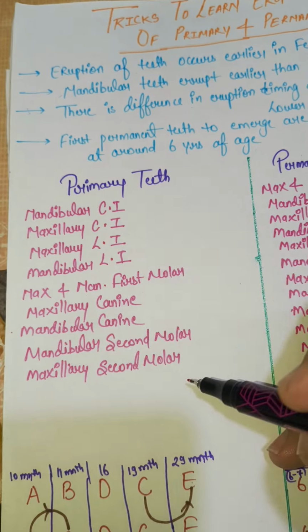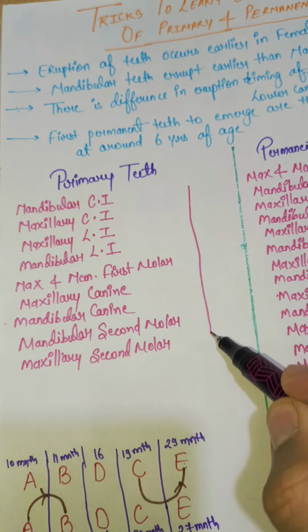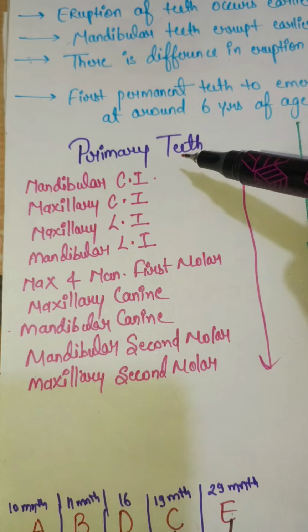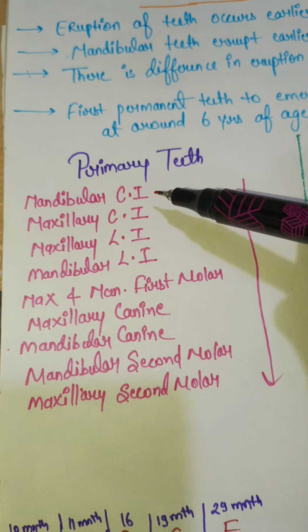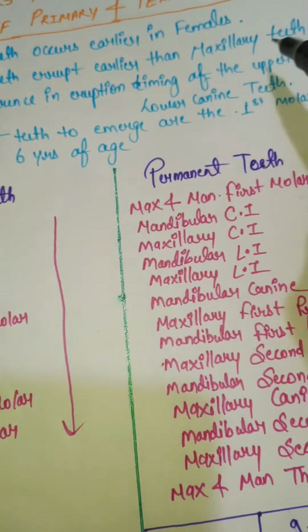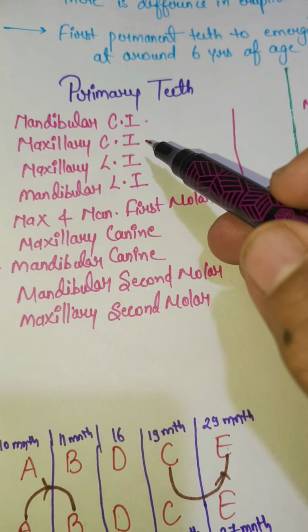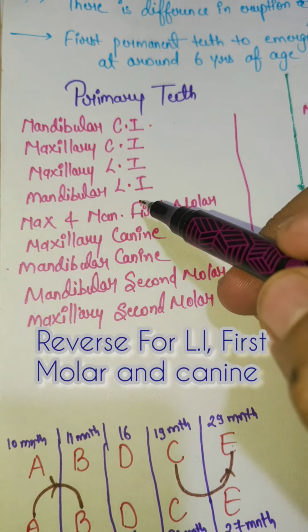So this is the sequence of primary teeth, and this is the sequence of the permanent teeth. For primary teeth, we start from the mandibular central incisor. As I said before, mandibular teeth erupt earlier than the maxillary teeth. So mandibular central incisor, then maxillary central incisor. Now, you have to reverse one thing: here it is maxillary lateral incisor, then mandibular lateral incisor.